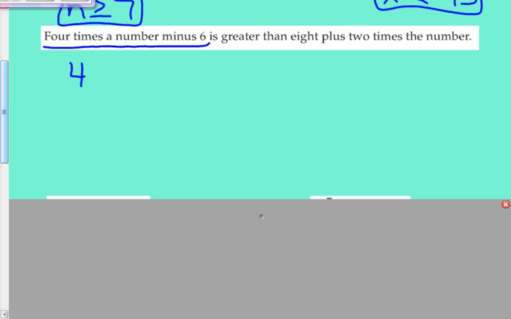4 times a number, like n, minus 6 is, here's our symbol that our equals or our inequality goes right here, greater than 8 plus 2 times the number. So 2n, represent 2 times. And now we've written it. Now we just solve it.